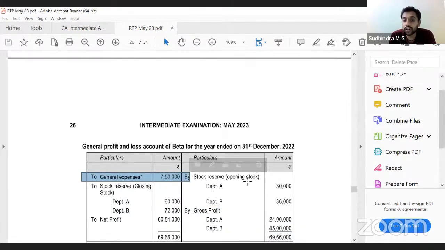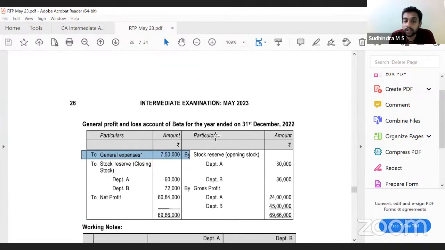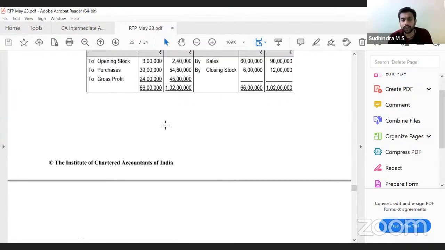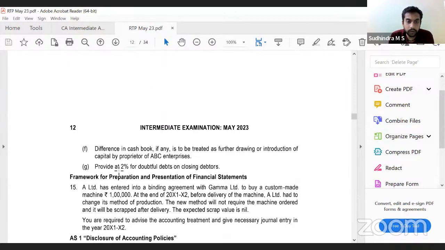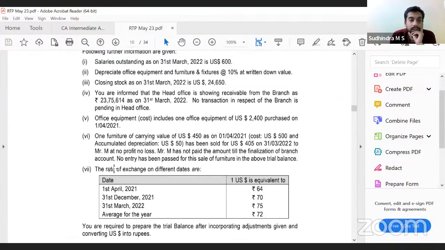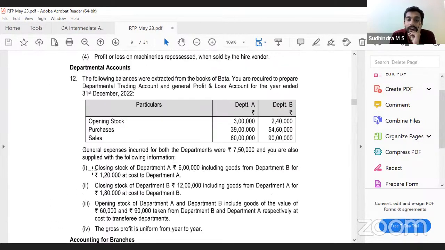Now, what about the stock reserve? How do we compute the stock reserve? Going back to the question, they have given us 1,20,000 in Department A and 1,80,000 in Department B closing. In the same way we have opening. So how do you calculate the stock reserve?